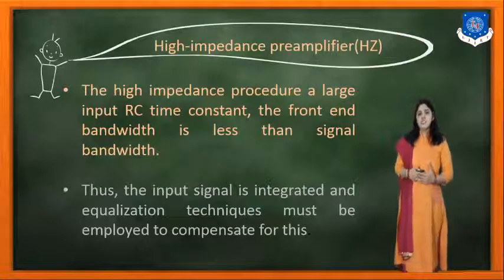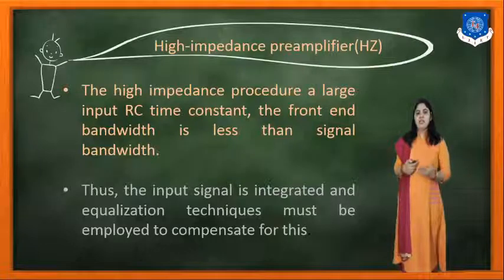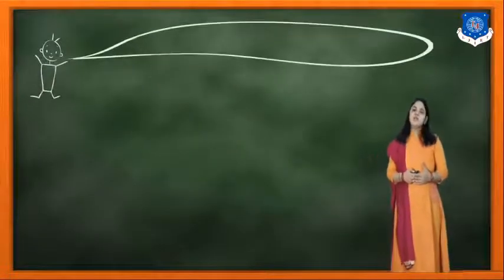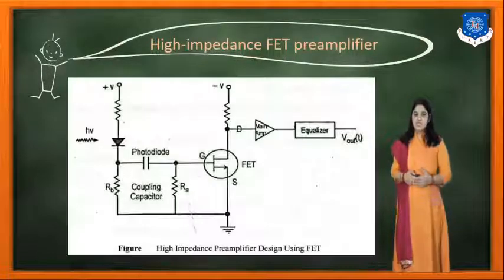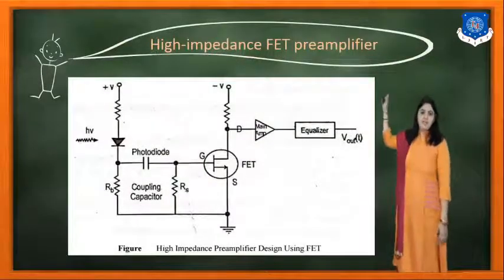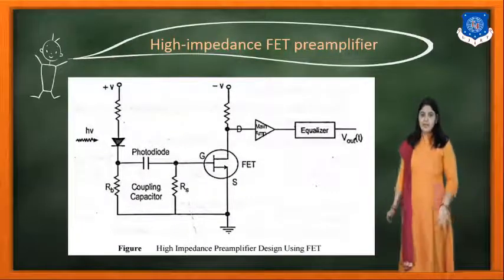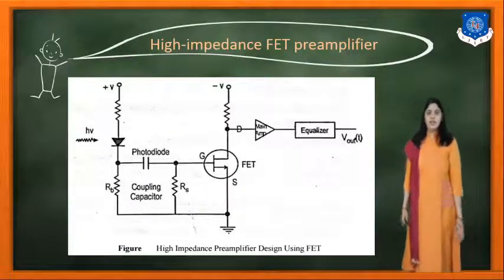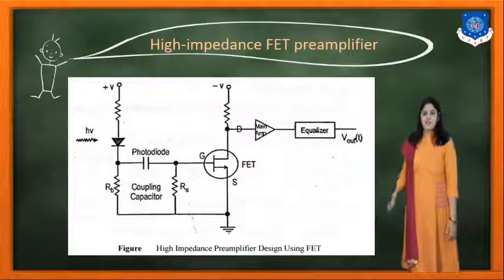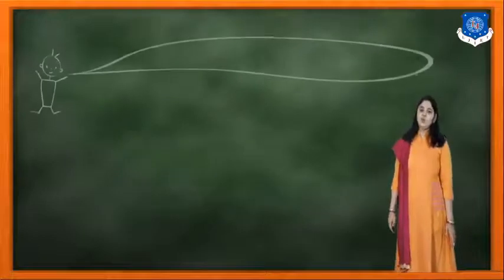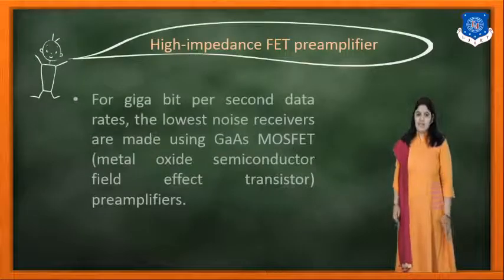So thus the input signal is integrated, and an equalization technique must be used to compensate it. Now the high impedance FET pre-amplifier. Here the high impedance is provided by the FET. So this is the high impedance pre-amplifier design using the field effect transistor.